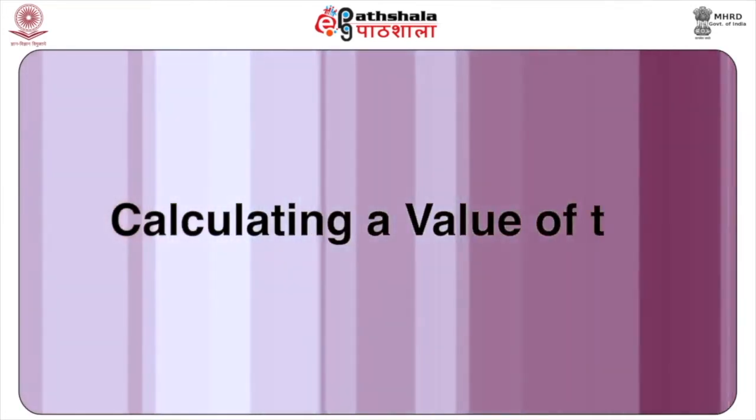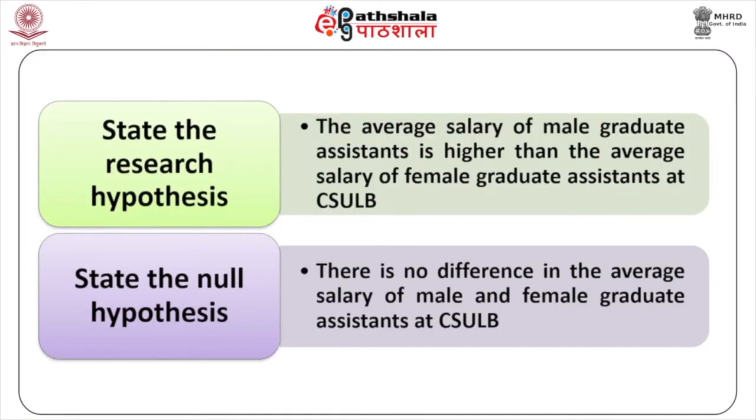Calculating a value of t. First, state the research hypothesis, that is, the average salary of male graduate assistants is higher than the average salary of female graduate assistants at CSULB. Second, state the null hypothesis. There is no difference in the average salary of male and female graduate assistants at CSULB.